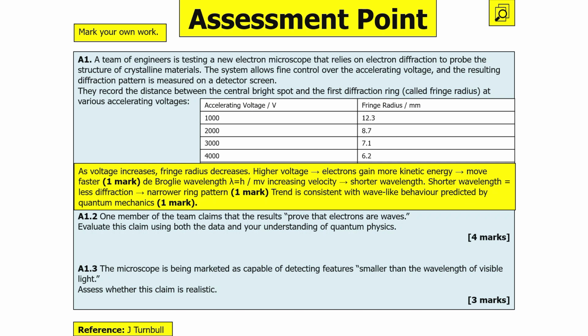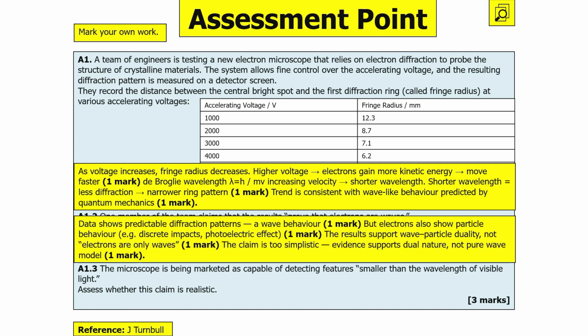Now, the data shows predictable diffraction patterns, which is wave behavior, but electrons also show particle behavior, such as the photoelectric effect. So the result supports wave-particle duality, not that electrons are only waves. The claim is too simplistic. Evidence supports a dual nature, not a pure wave idea.